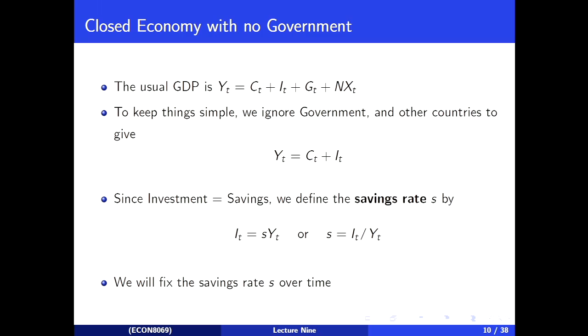Any questions? Questions, comments? We have savings. We have output, we have savings. Which, again, savings and investment are the same thing.